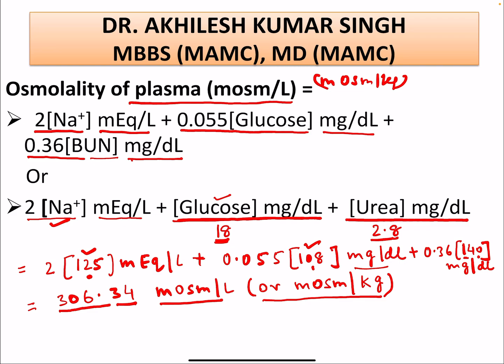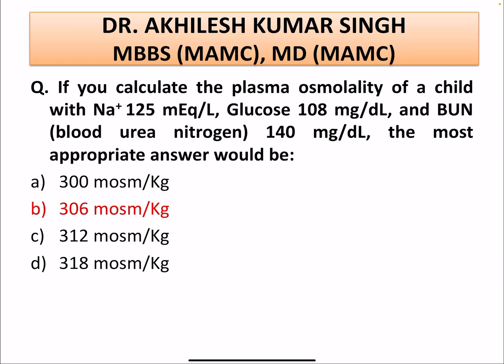Now let us come to the question here. If we calculate this plasma osmolality, the answer will be B, 306 milliosmoles per kg. This will be the correct answer. If we put the values of sodium, glucose and BUN in the formula, we will get the plasma osmolality value as 306 milliosmoles per kg or per liter.